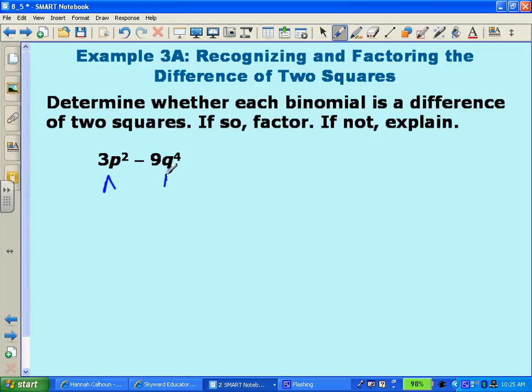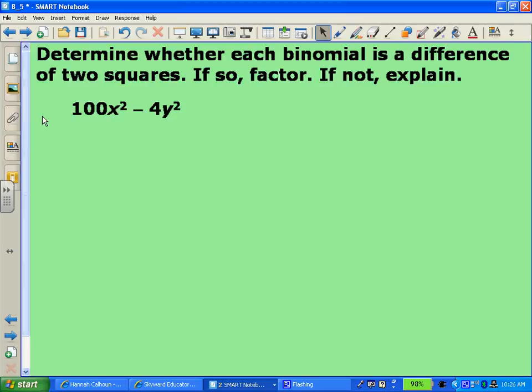Now, first of all, again, we have to determine, do we have difference of two squares? Well, we have a subtraction sign here, so we're good there. But look here, 3 is not a perfect square. So right away, we know that this is not a difference of two squares, because 3 is not a perfect square.